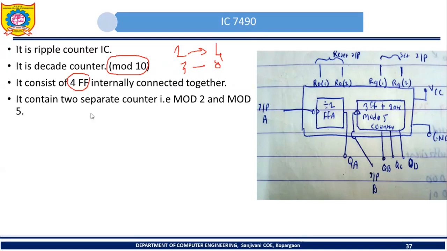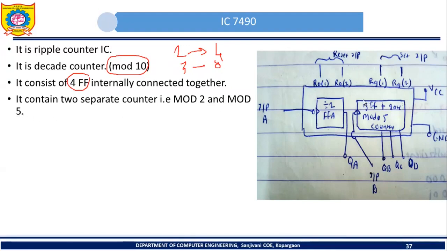Now in 7490 there is one more counter and it is mod 5. Mod 5 means it will have how many states? 5 states, 0 to 4. So in order to design a mod 5 counter, how many flip-flops will be required? Is one flip-flop sufficient? No. Are 2 flip-flops sufficient? By using 2 flip-flops we can get 4 states. Here we want mod 5, so we will require 3 flip-flops. So in order to design a mod 5 counter we will require 3 flip-flops.